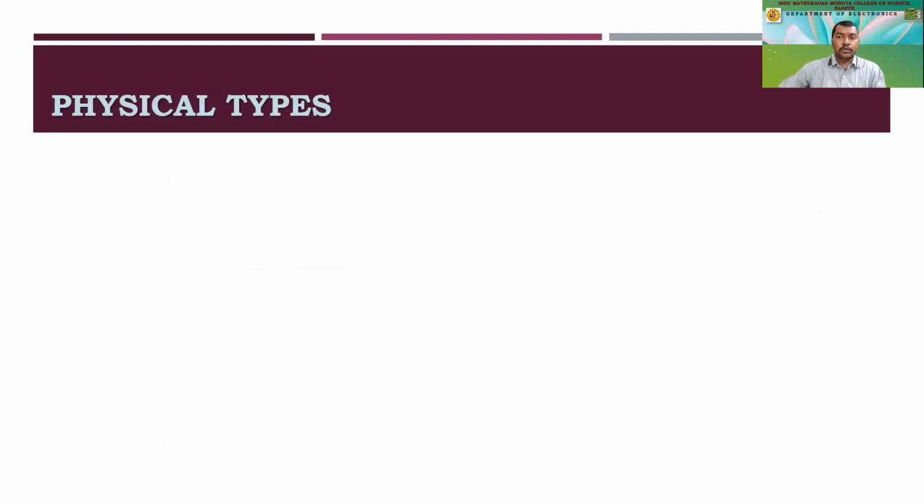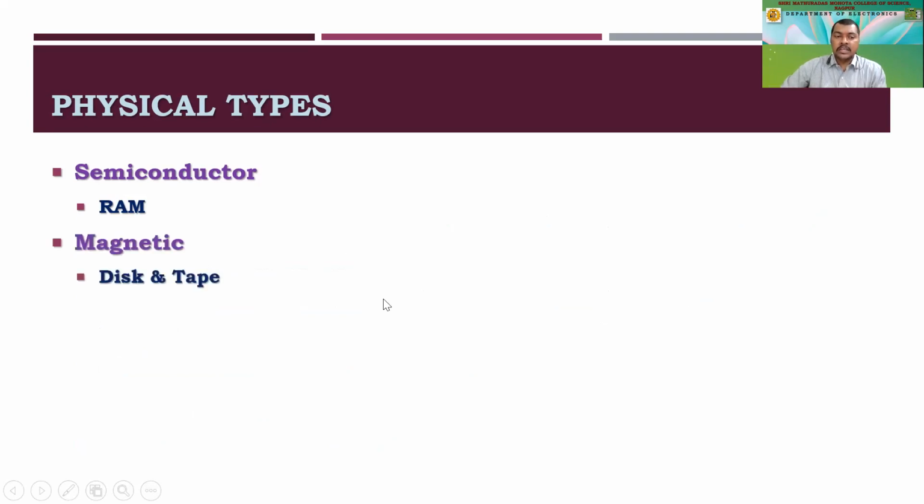What are the physical types of memory? What types of memories are available in the market that we are going to study? Some of them are semiconductor memories, in which we have RAM, that is random access memory. We'll study this in depth. Then we have magnetic memories, such as disk and tape. Earlier there were cassettes, so those are called magnetic.